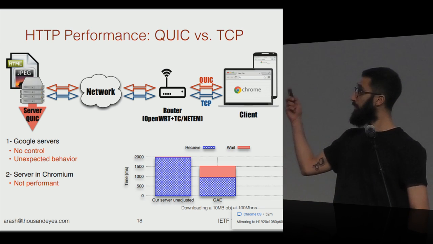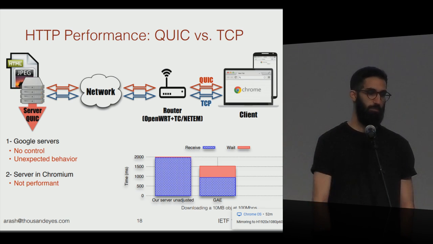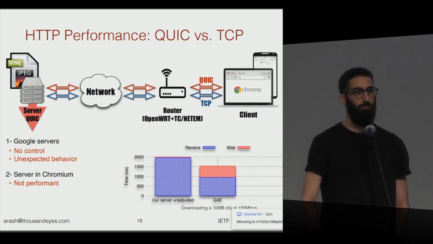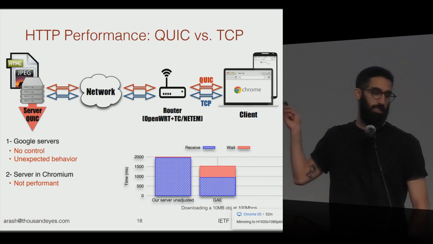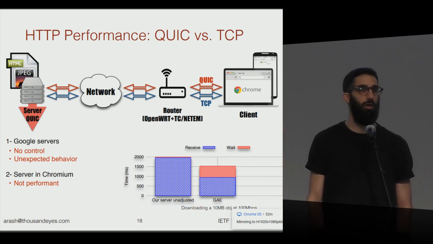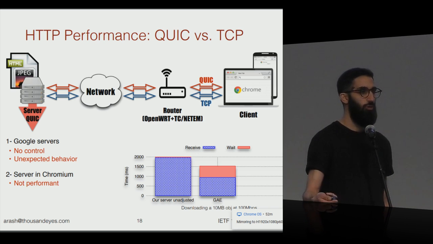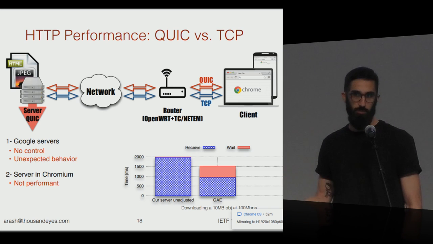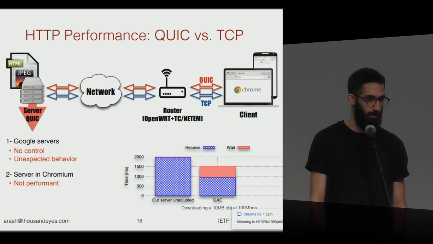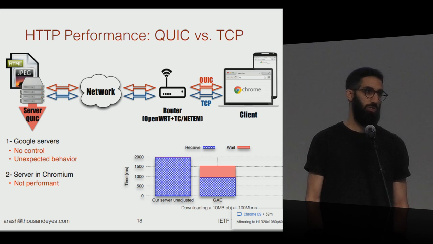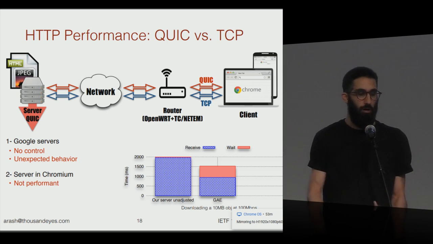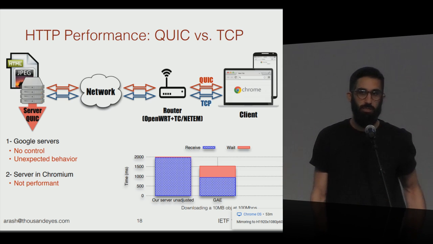The bar on the left is doing the exact same experiment, but with the Chromium server, the server that is part of Chromium. Now you can see that huge wait time is gone. That's great, but now our download time is much bigger compared to QUIC, to Google, I'm sorry. This is problematic, because these two plots next to each other are telling me that the server in Chromium cannot provide the performance that Google is able to provide, because we clearly see that Google is doing better. So we had to try to infer what configuration the Google servers are using, and fine-tune our Chromium server to make sure it matches the performance that Google gives.